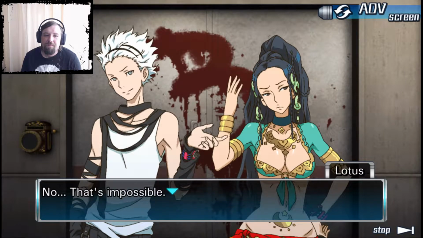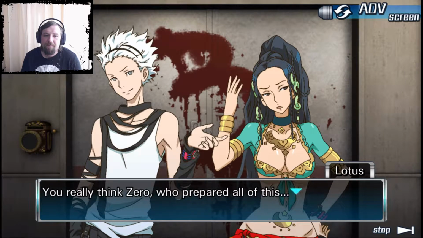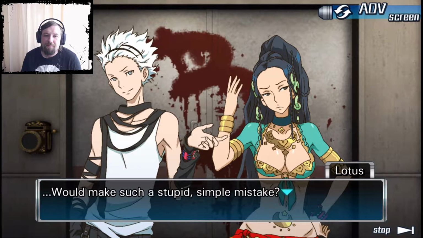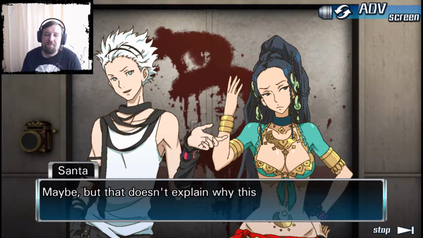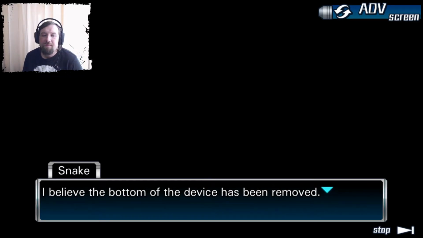No, that's impossible. You really think Zero, who prepared all of this, would make such a stupid, simple mistake? Maybe, but that doesn't explain why this thing ain't working. I believe the bottom of the device has been removed.